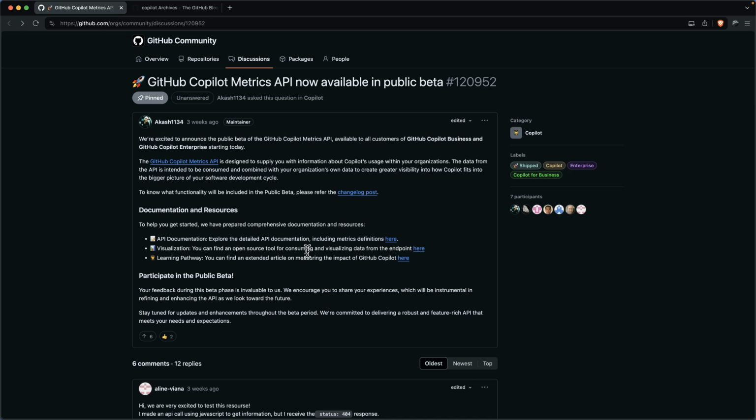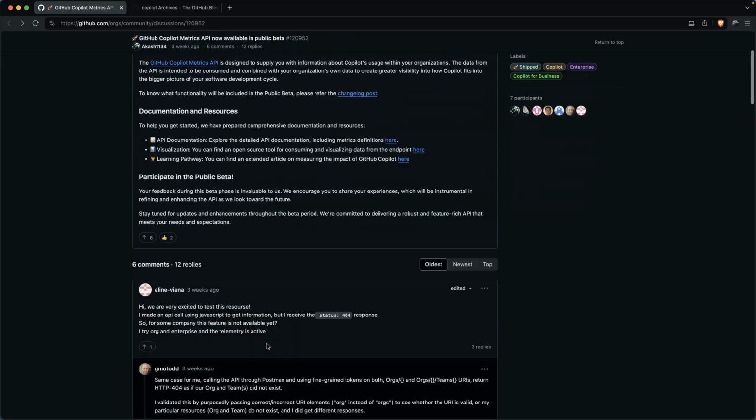One thing I did stumble on, though, is this discussion here. And this is announcing Copilot Metrics API. That caught my attention because the first thing that came to my mind is what could you possibly be grabbing for metrics out of Copilot that would be so useful as to warrant this big long write-up here in terms of a discussion, as well as some people replying.